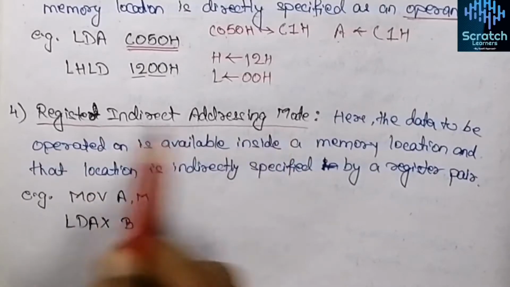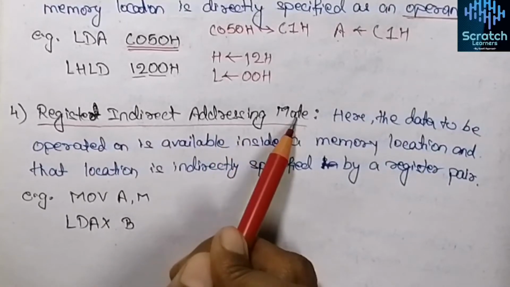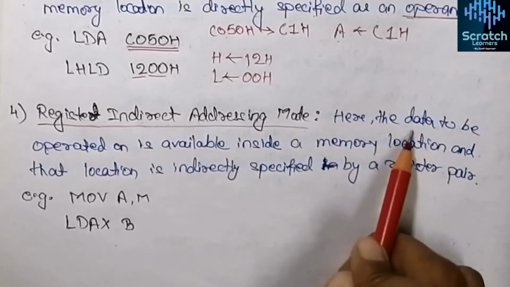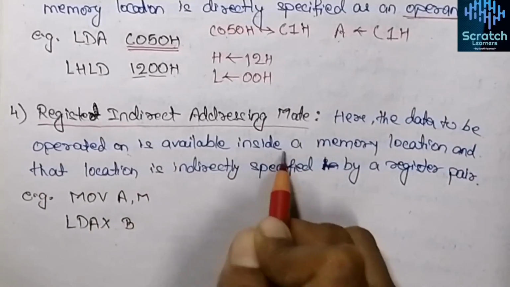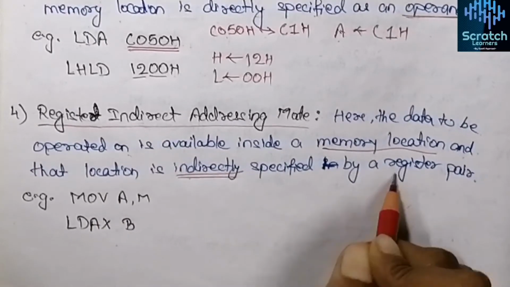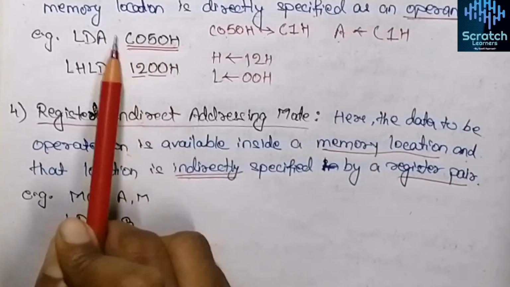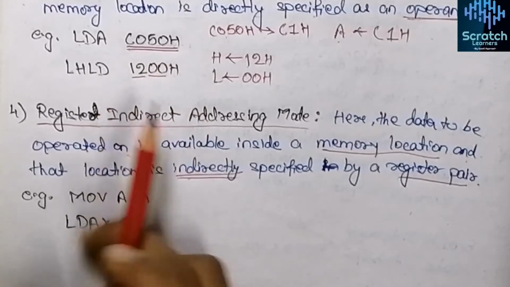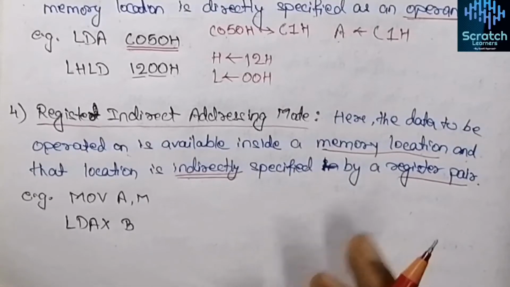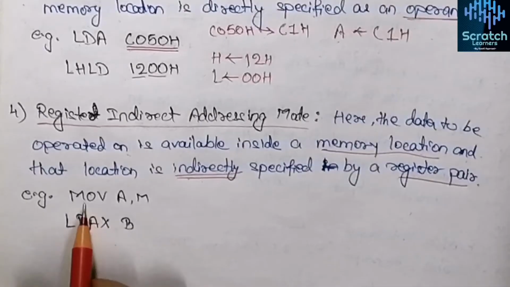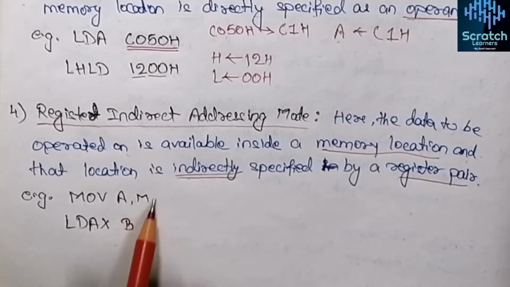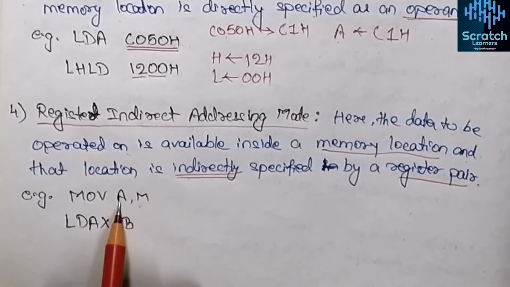Then the next one we have the register indirect addressing mode. This was direct addressing mode, this is indirect addressing mode. So here the data to be operated is available inside a memory location, and that location is indirectly specified by a register pair. Here the memory location was directly specified, right? But in this case the memory location is indirectly specified by a register pair. So just see this example, MOV A, M. That means it will move the content of the memory location pointed to by the HL pair into the accumulator.